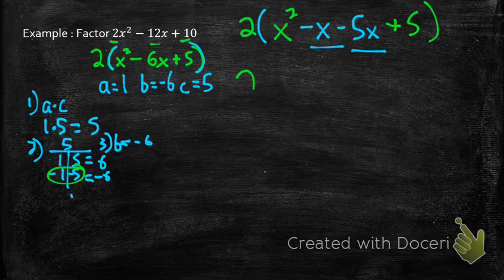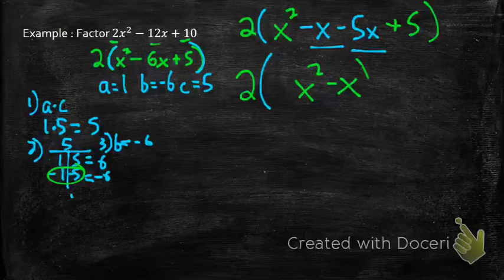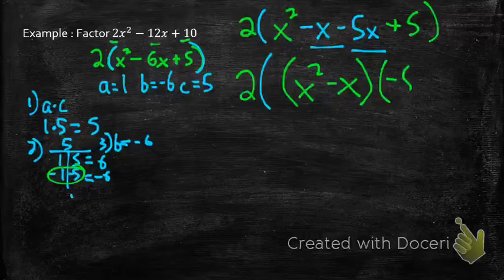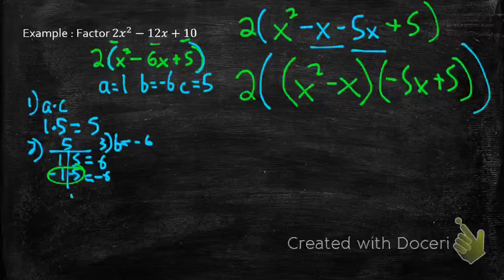So we're going to have this going on, and then we're going to group. I'm going to keep these blue parentheses. So I'm going to put the x squared minus x in its own set of parentheses, and then the negative 5x plus 5 in its own set of parentheses, like this. This is not the factors. I know it looks like factors. We have 2 binomials being multiplied together.